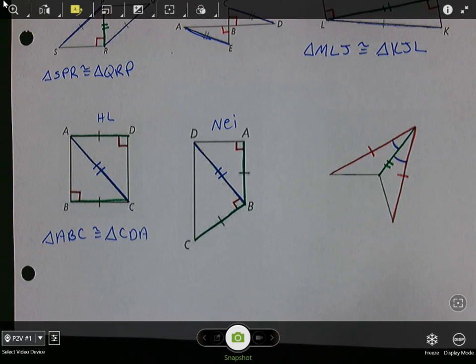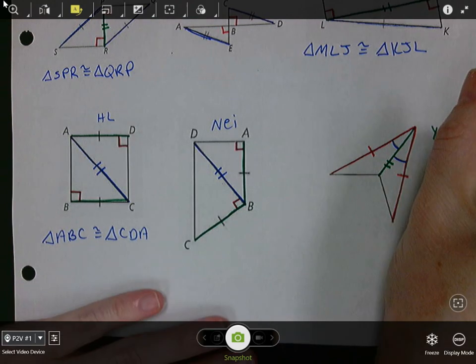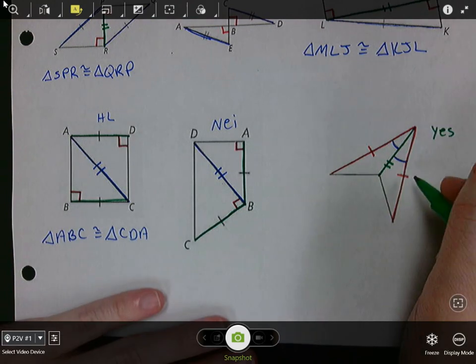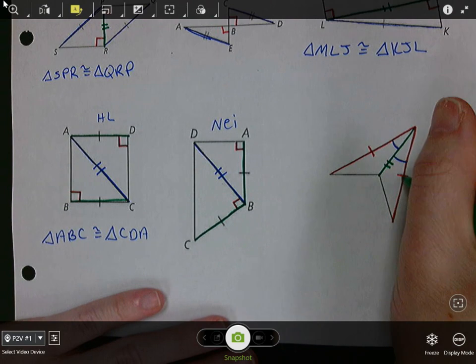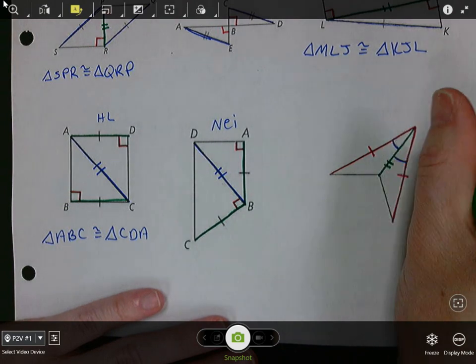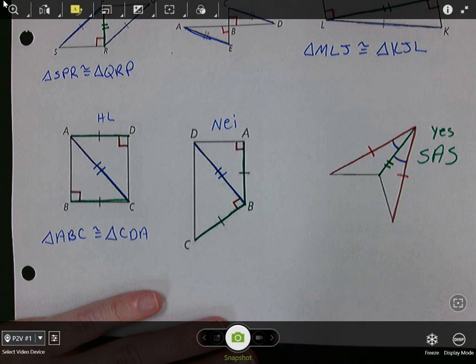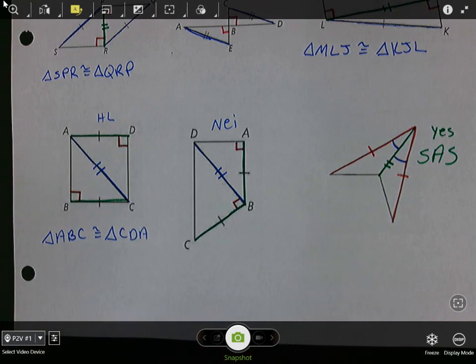Are these two triangles congruent? By what? Side angle side. Say that again. Side angle side. So even though they weren't congruent by hypotenuse leg, they are congruent by side angle side. So, and that is all of the theorems. So now you have covered all of them.